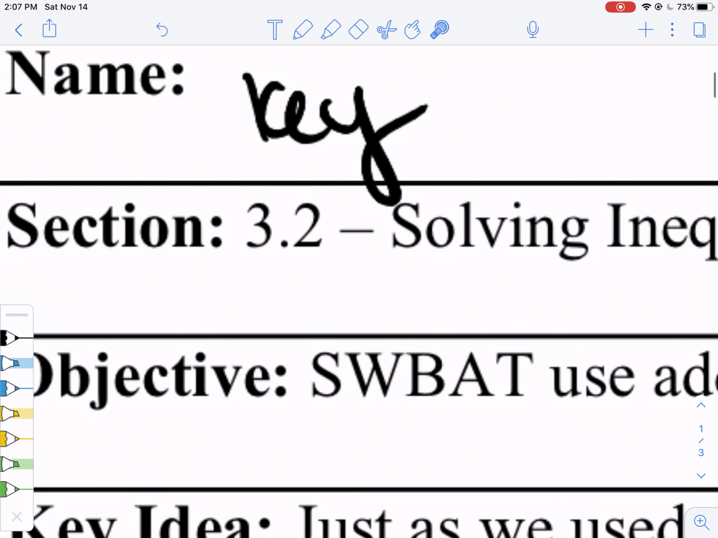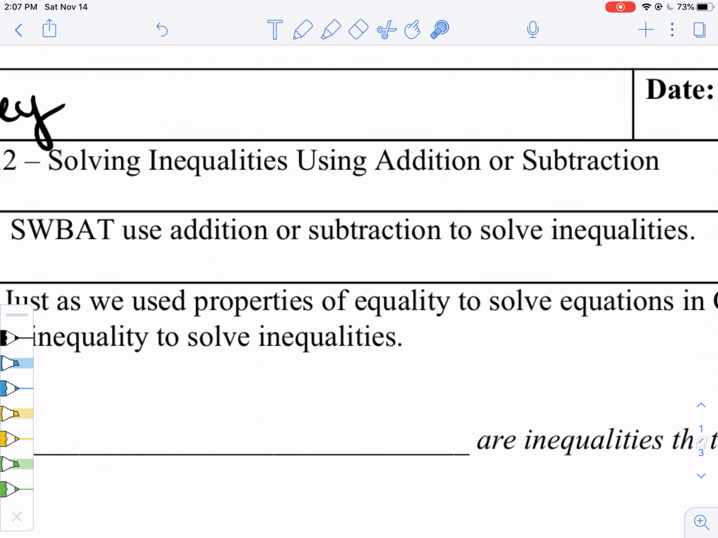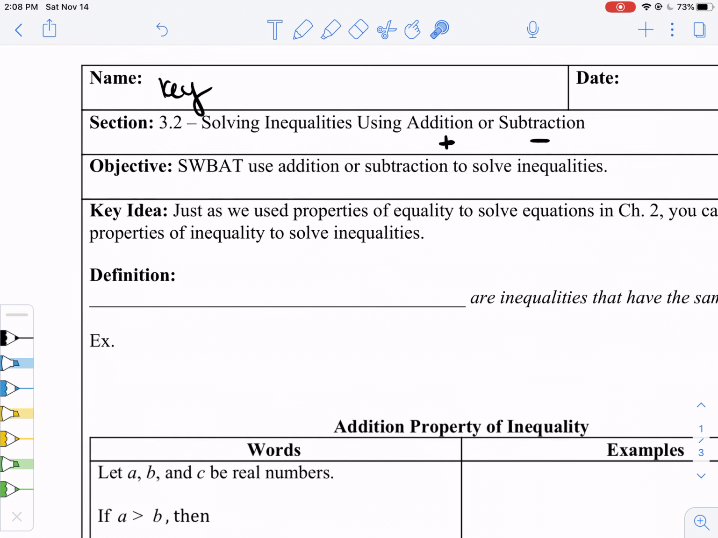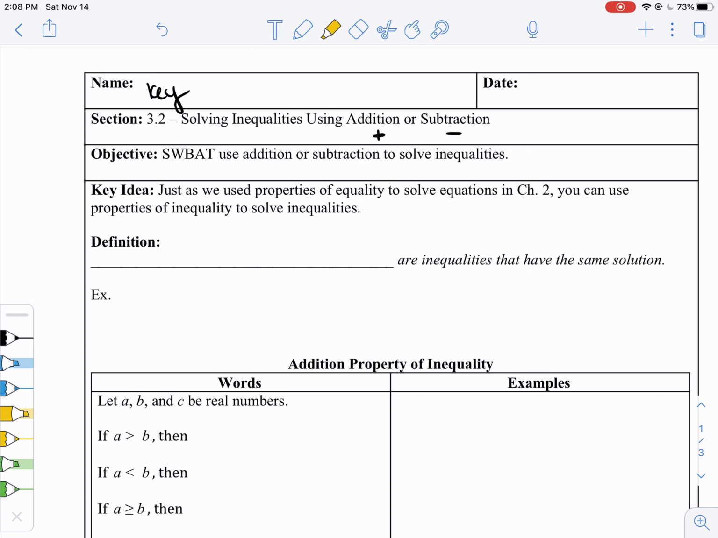Hi guys, and welcome to your section 3.2, that's chapter 3, lesson 2, notes on solving inequalities with addition or subtraction. So basically just addition, remember, because subtraction is just backwards addition. So remember in chapter 2 when we were solving equations, we would use properties of equality to solve equations, but this time we're going to use properties of inequality to solve inequalities. They're basically the same thing. It's going to be great.